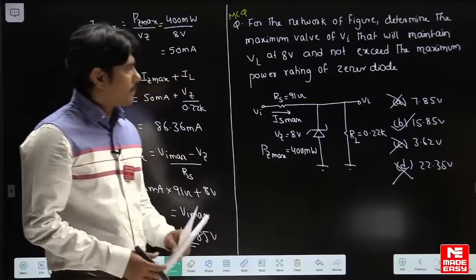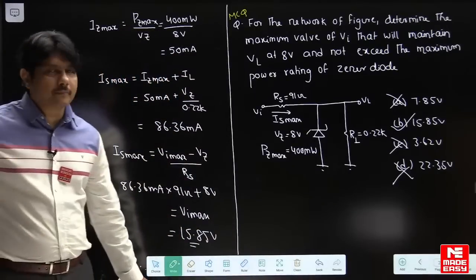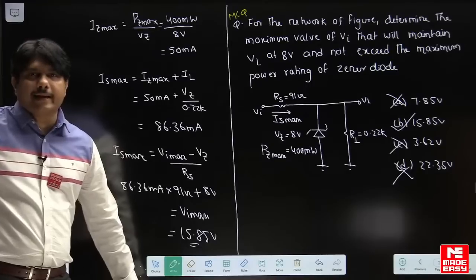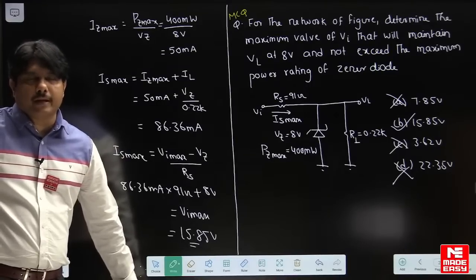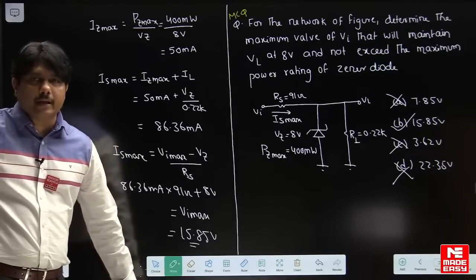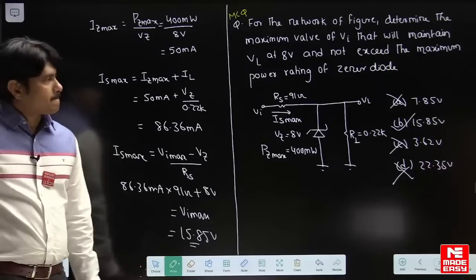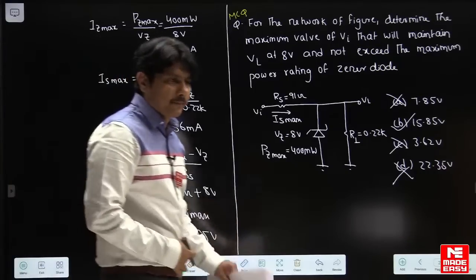Perfect. That's great. So this is one area in which you must be strong enough in analog electronics. That is called Zener diode problems. So let me complete the remaining questions.